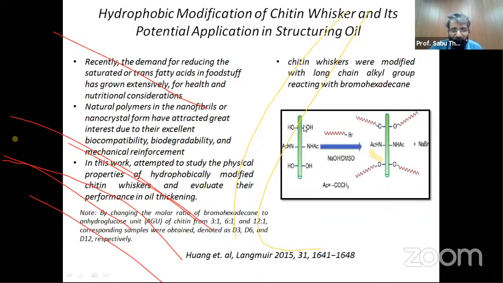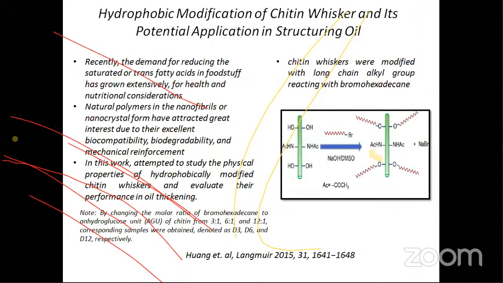Another group, Huang, again from China. You know what they did? They put a lot of hydrophobic groups on the surface of chitin. See, look at this, and one can control the number of arms. These are all the hydrophobic groups. You see, by controlling this chemistry, you can control the number of arms.